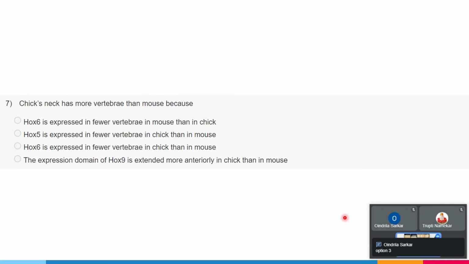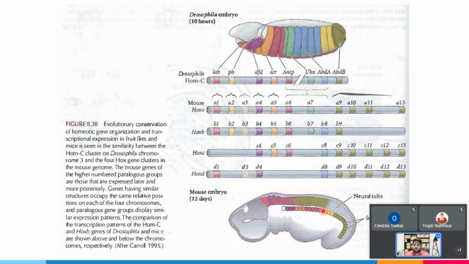Oindira says option 3. So Oindira says it is option 3, that is, HOX6 is expressed in fewer vertebrae in chick than in mouse. So let us look at the solution slide and try and answer this. If anyone else wants to try and look into it. So let us look into it.